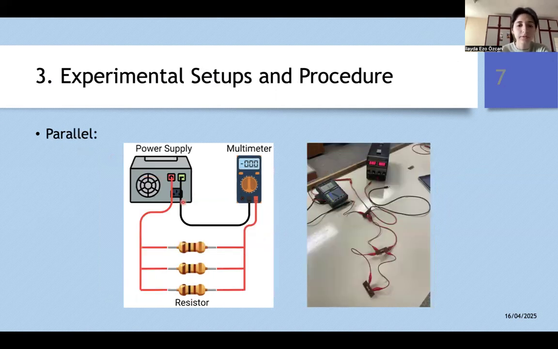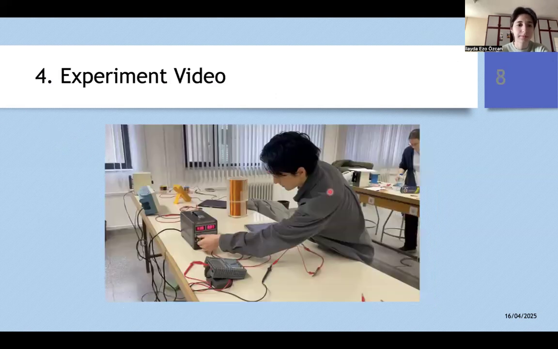And this is the parallel connection. We have the different branches, and we have identical resistors in each branch. And in real life, again, we have the identical resistors in each branch and power supply and multimeter. So this is the experiment video.